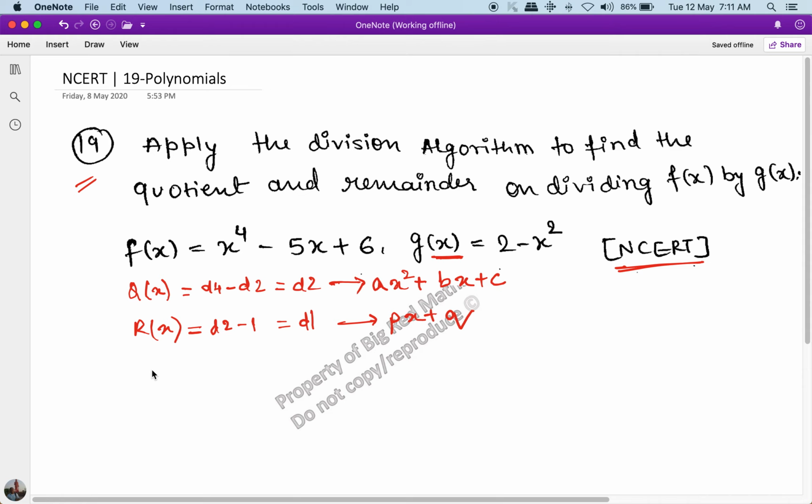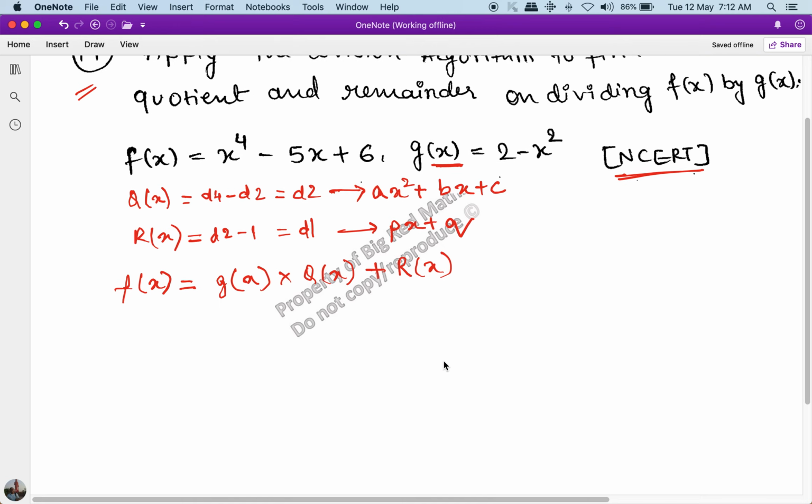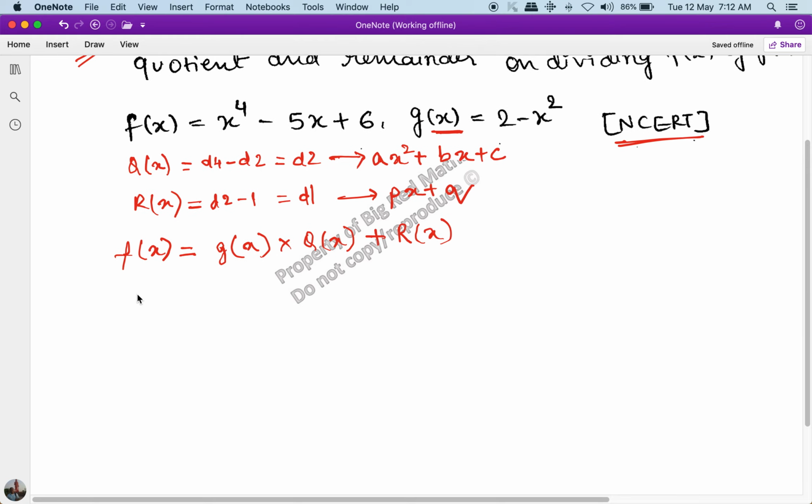This is the question. Now all I have to do is write down, I know actually, that f(x) will be equal to g(x) multiplied by q(x), plus the remainder, which is r(x). This is the standard division algorithm. f(x) is equal to g(x) into q(x) plus r(x). Now f(x) I'll write only once, which is x to the power of 4 minus 5x plus 6.